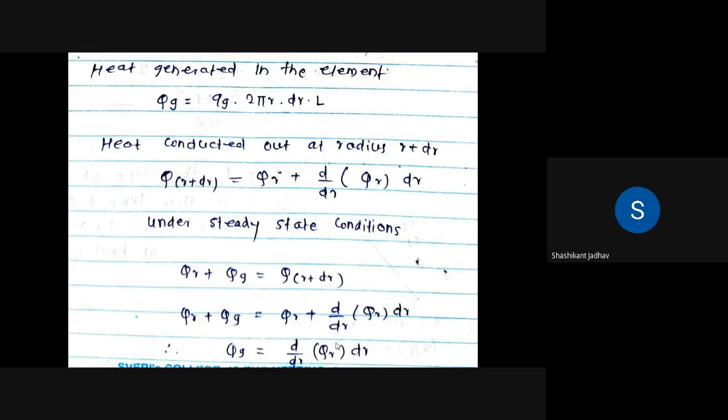Then after that, some amount of heat is conducted out from that small element, that is at r plus dr. So for that we have to write down the equation: heat conducted out at radius r plus dr. So write down qr plus dr.